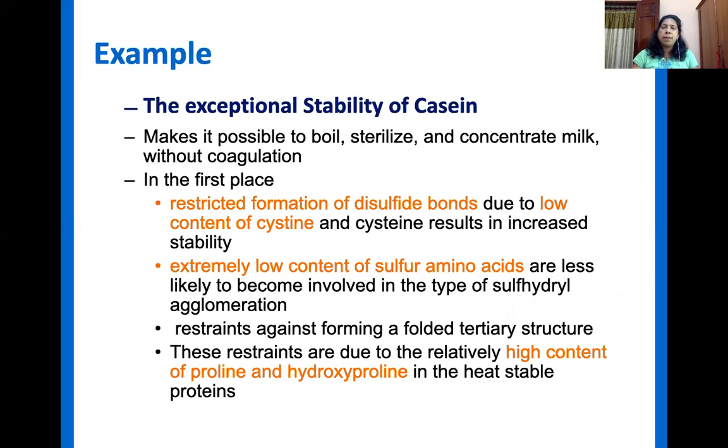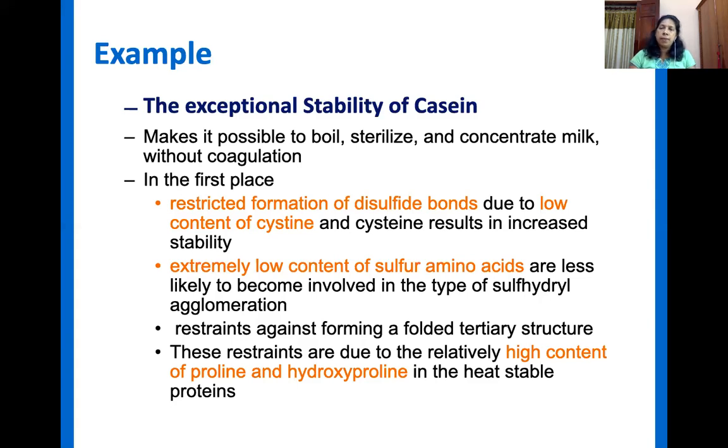So the example of the exceptional stability of casein, if we discuss that, makes it possible to boil, sterilize, and concentrate in milk preparation without coagulation. So what is the reason in the first place? Restricted formation of disulfide bonds due to the low content of cysteine, and cysteine results in increased stability, right? Cysteine results in increased stability.